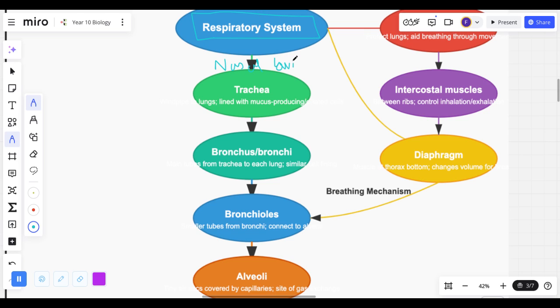I like it. Trachea, bronchus, plural if you talk about both, from bronchi to your bronchioles and then to your alveoli.